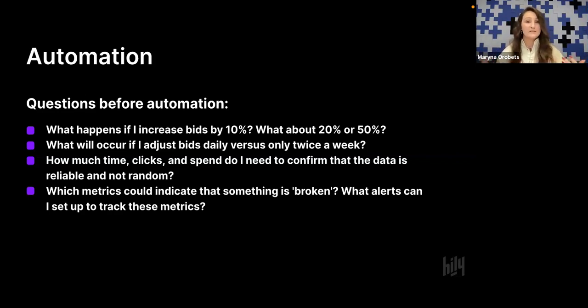How much time, clicks, and spend do I need to confirm that the data is reliable and not random? And which metrics could indicate that something is broken? What alerts can I set up to track these metrics? After you answered these questions, move on to automation and create rules that will free you from routine work. Templates will guide you on which rules to start with.